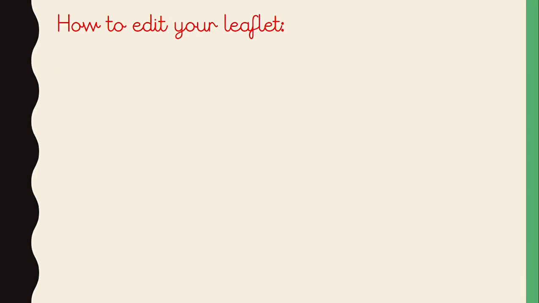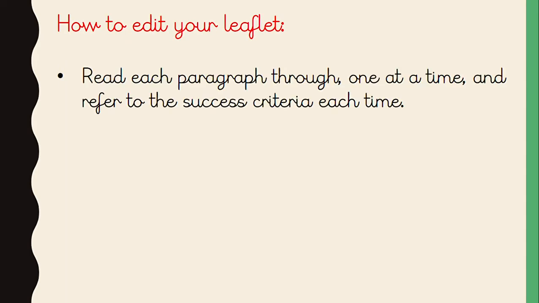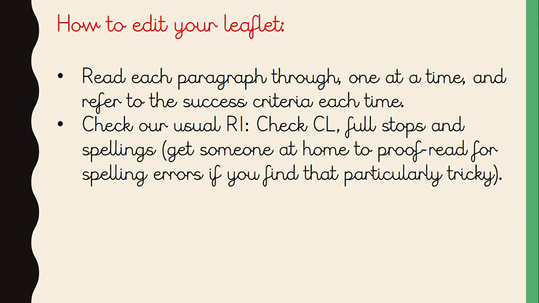So how to edit your leaflet. As I've just said, you're going to read everything you've written so far. So your introduction, your middle paragraphs and your conclusion. Read them one at a time and look back at the success criteria each time. Are there any improvements you can make? I'd like you actually to make at least 3 improvements on each paragraph.